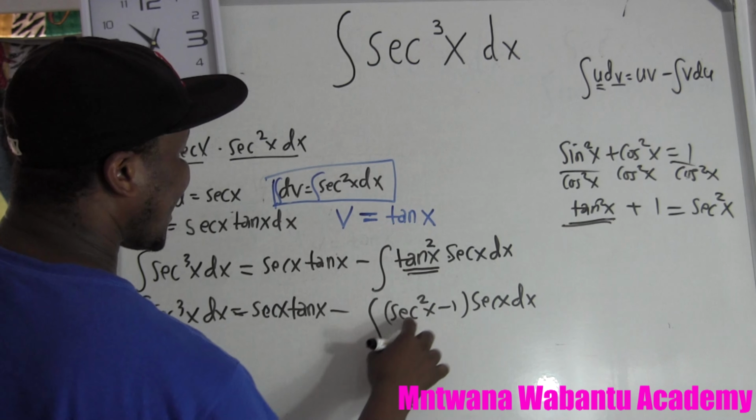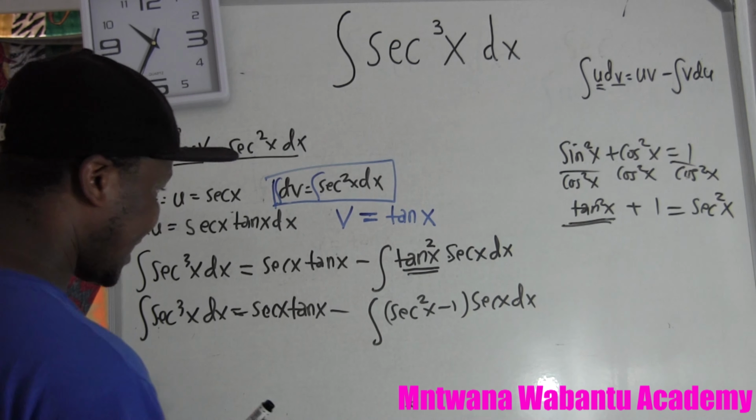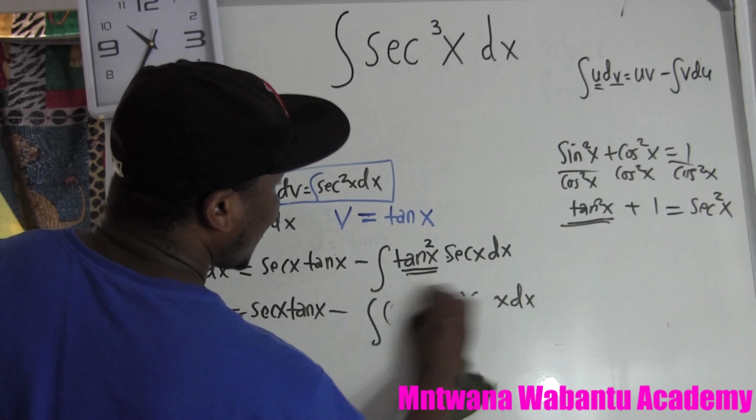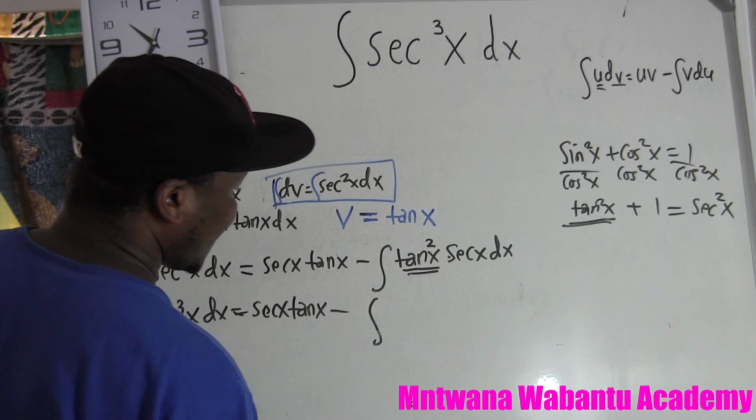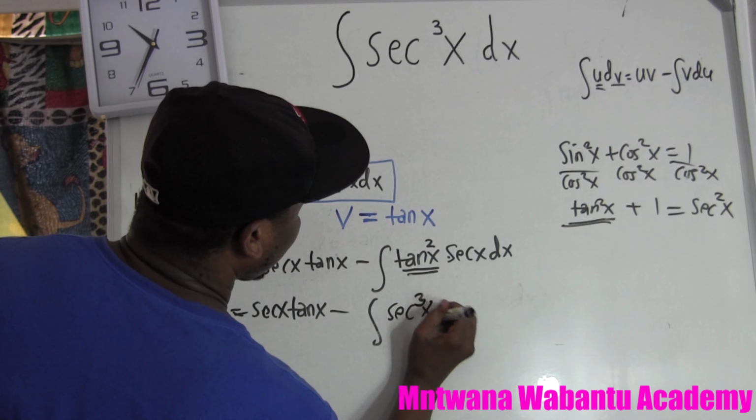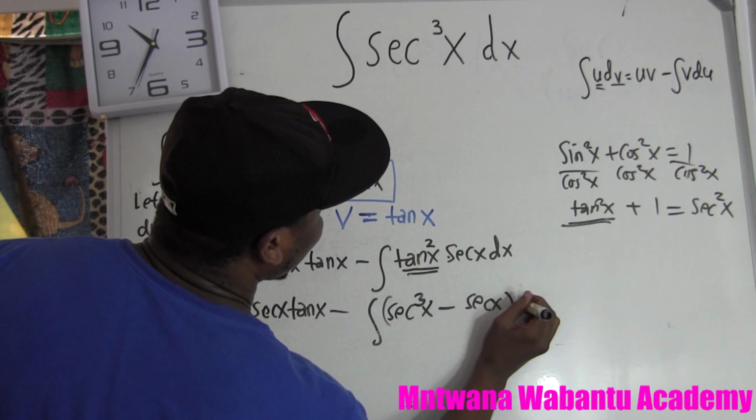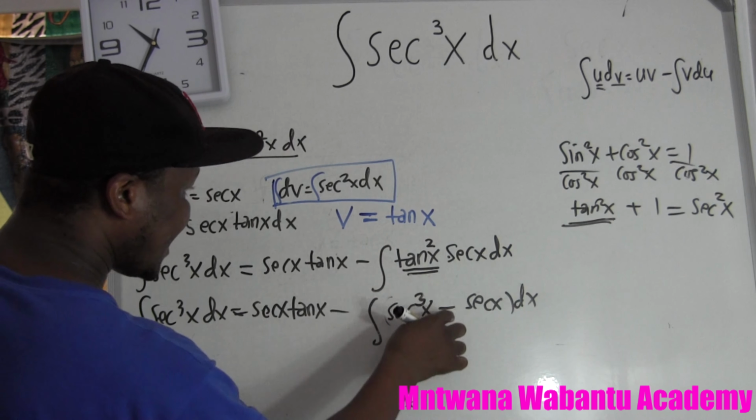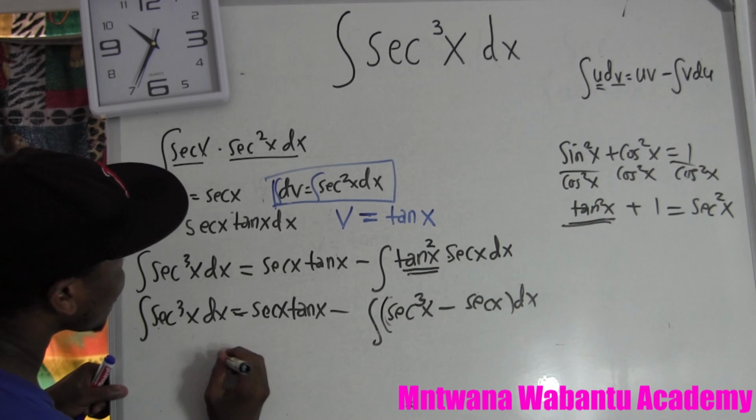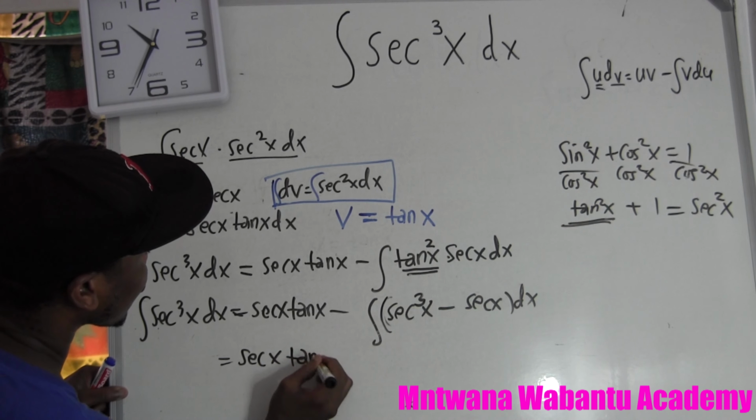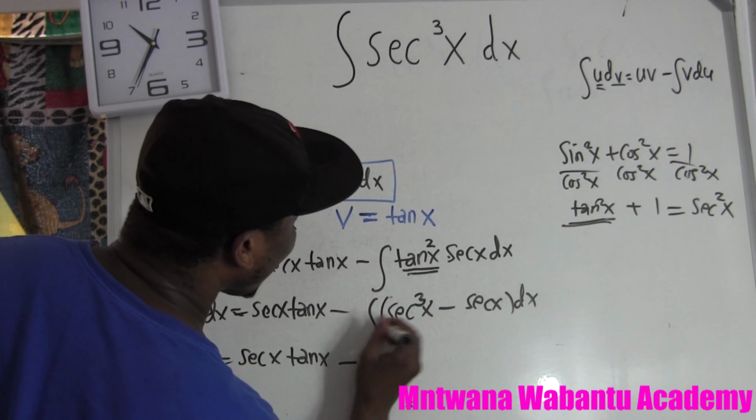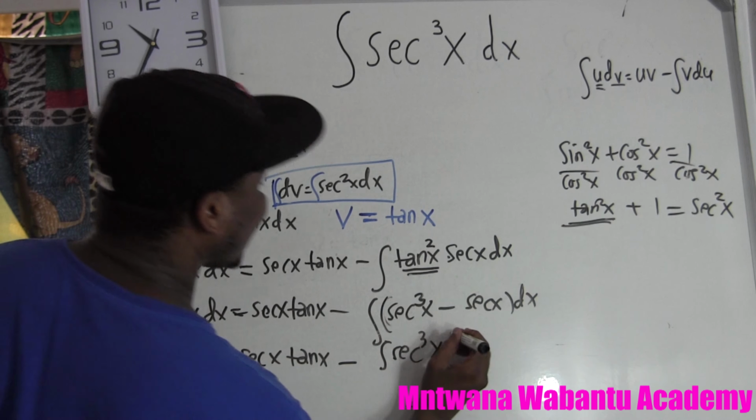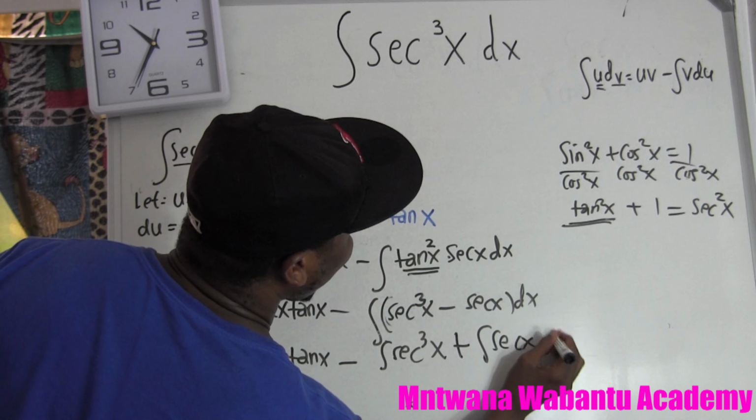So we multiply this out. When you multiply that out, it's going to be sec cubed and sec. So it's going to be the integral of sec cubed minus sec dx. Let me go step by step. So this is sec x tan x minus, and we can separate, the integral of sec cubed x, which becomes plus the integral of sec x dx.